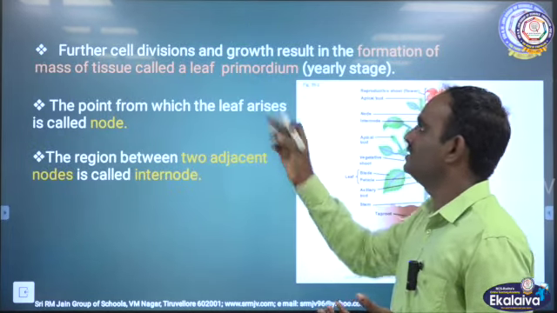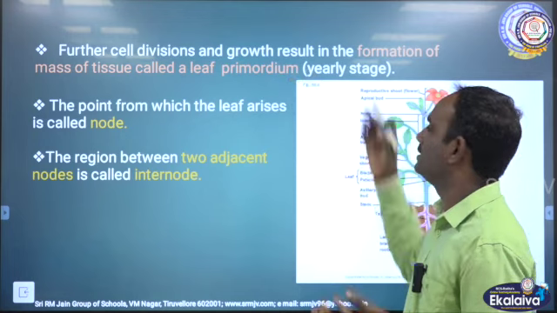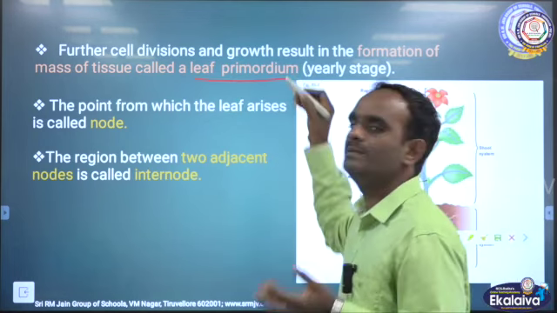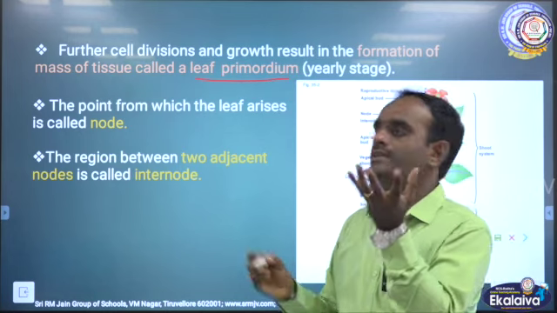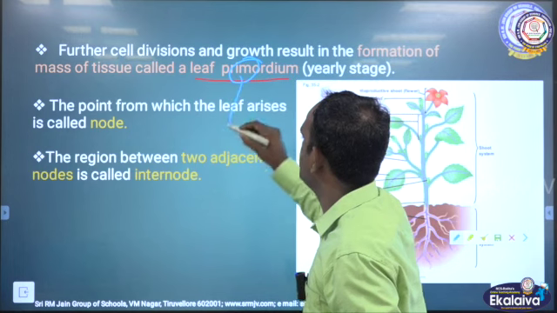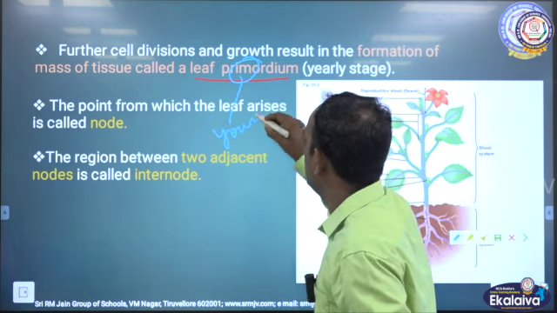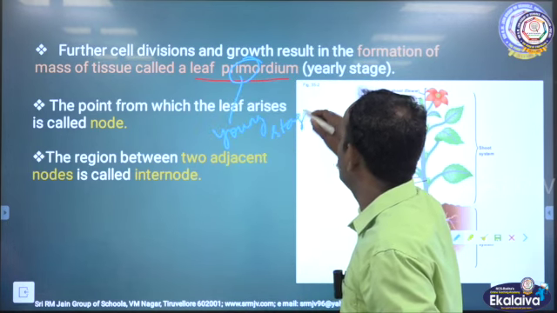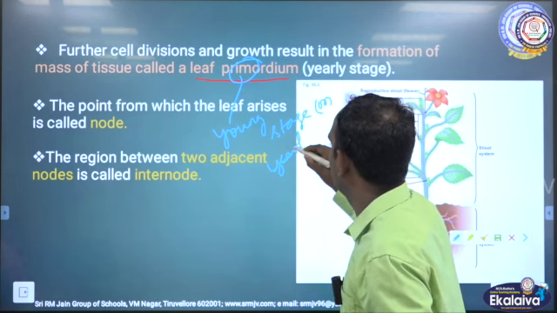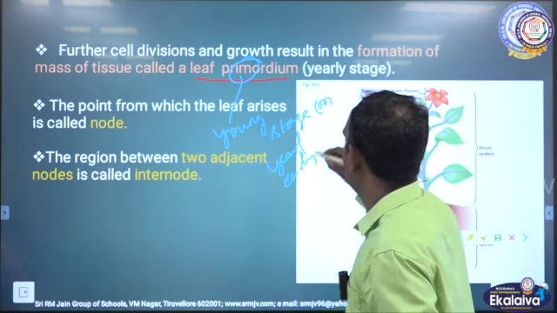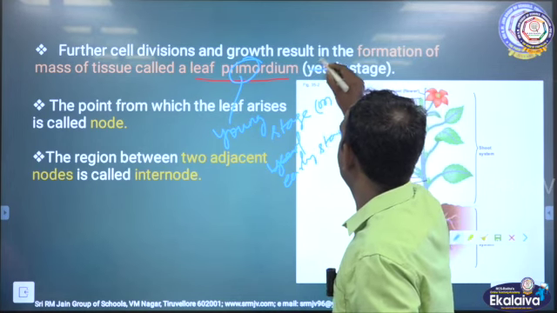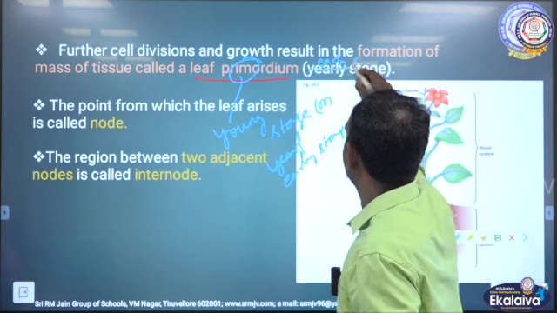Further cell divisions and growth result in the formation of a mass of tissue called leaf primordium. Primordium is nothing but the young stage or early stage. The spelling is primordium here. Early stage.